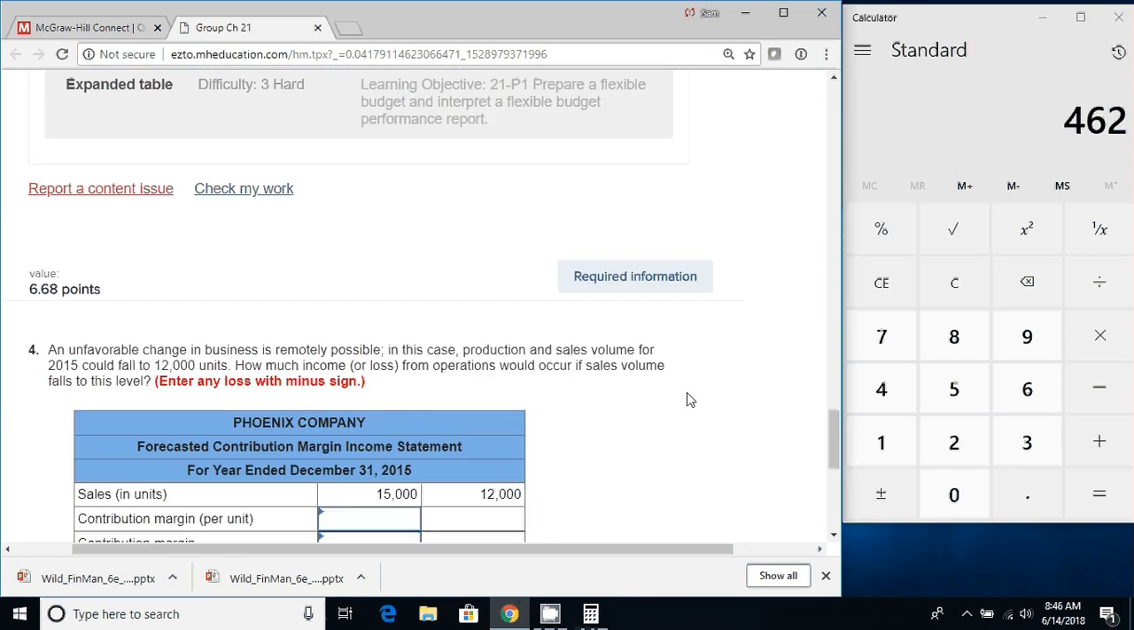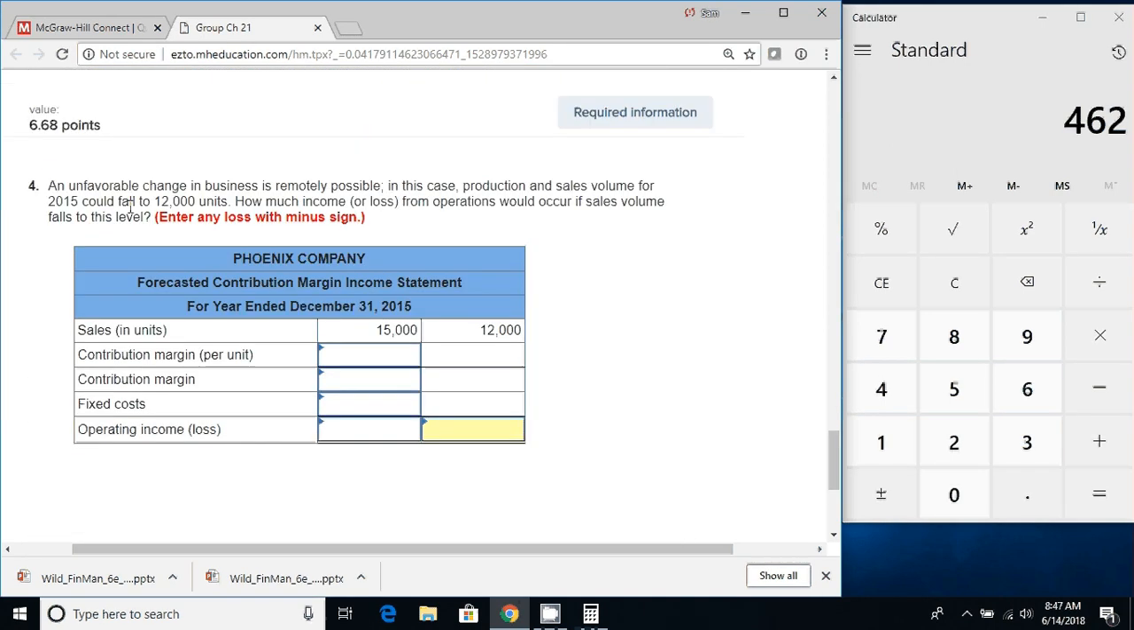Very quick. All right, what about the opposite side of that? There's been an unfavorable change, and the manager wants to know what's going to happen if it falls to 12,000 units. It's the same thing. We can work it out really quick. Contribution margin's 101. That gives us 1,515,000 at 15,000 units, right? Fixed cost is 1,356,000 no matter what, right?